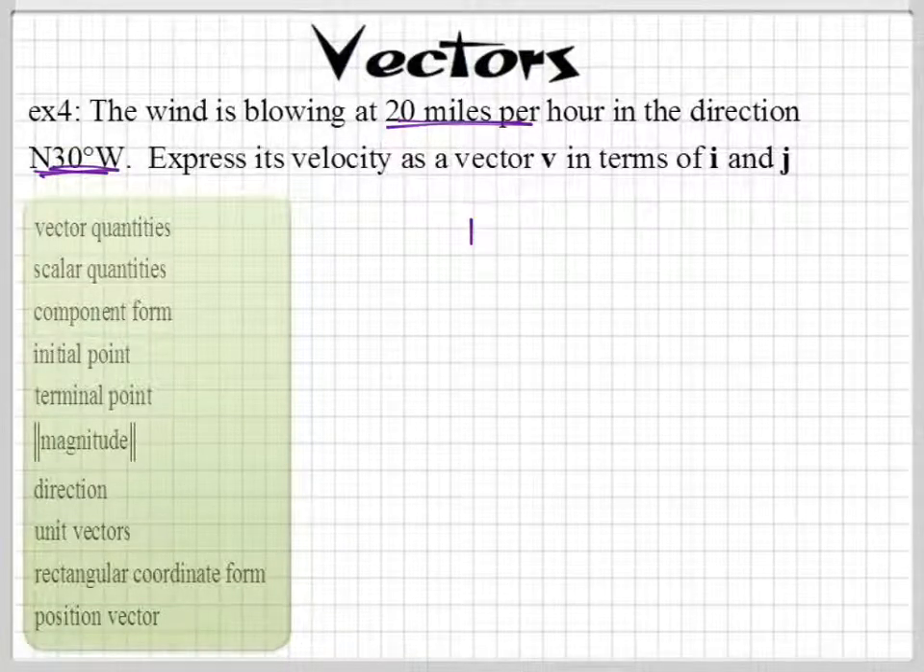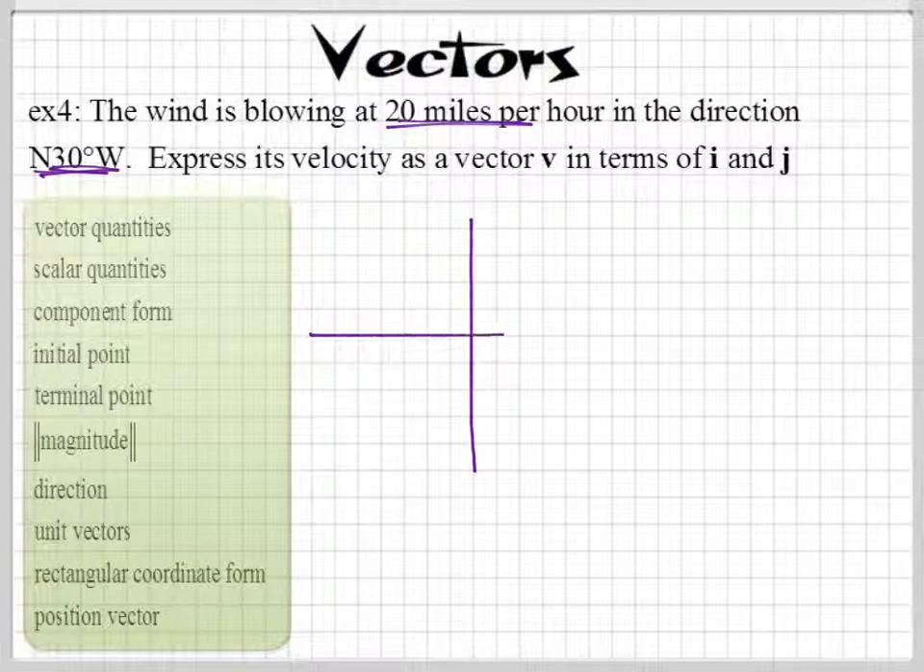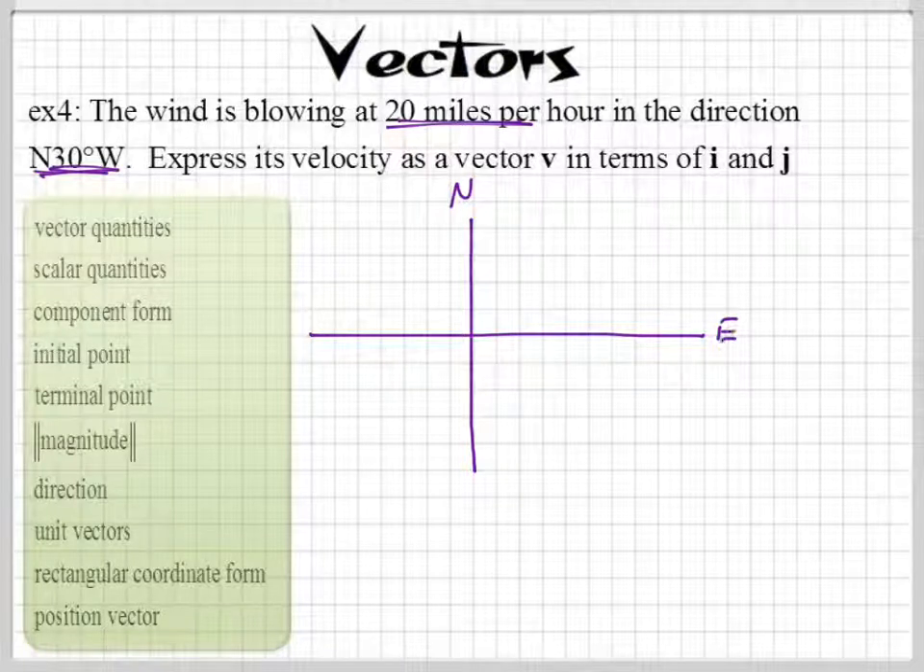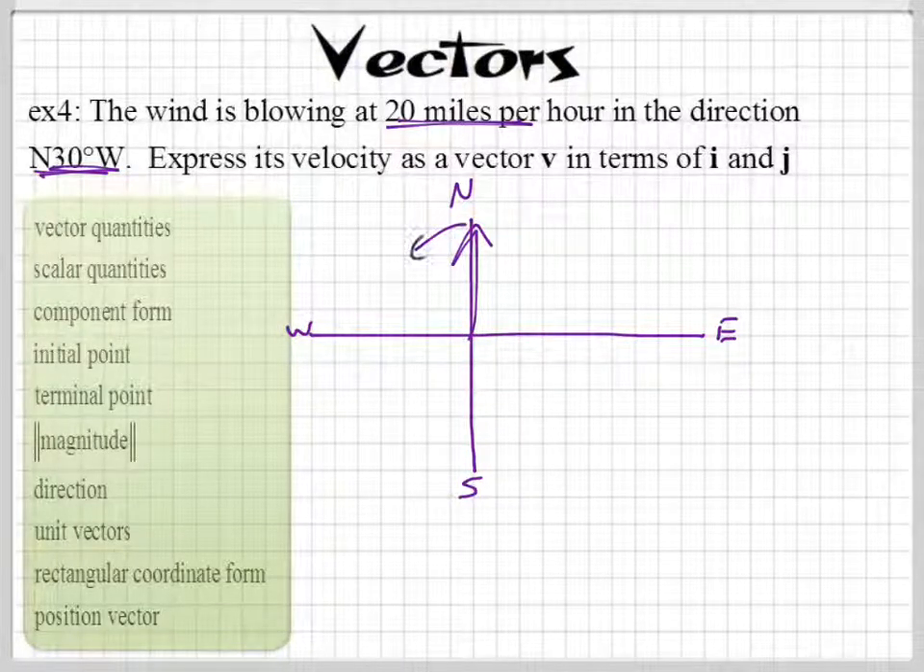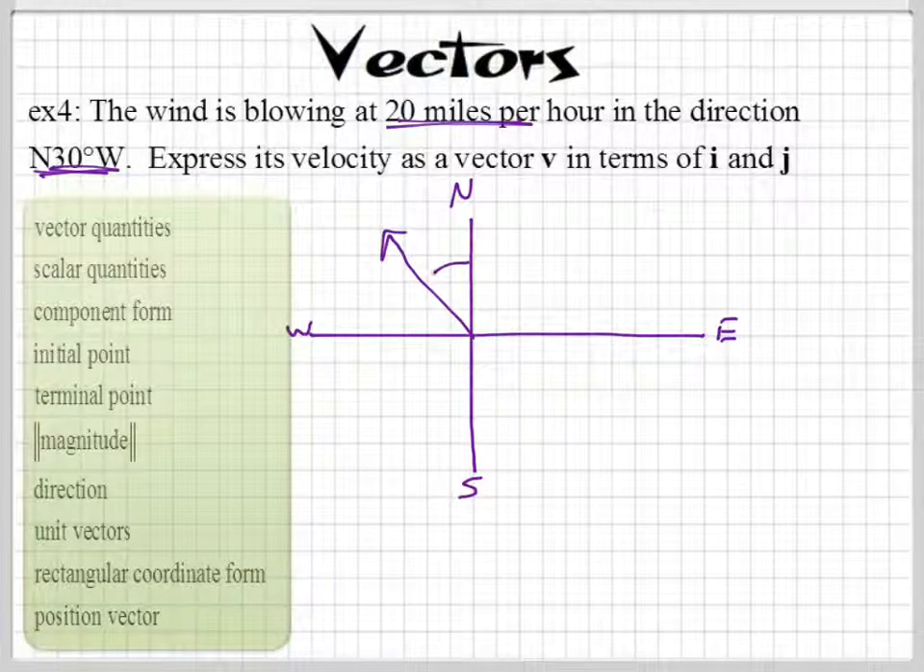It's going in this direction. To help us visualize, let's draw an x and y axis. In this x and y axis, we're going to say this is north, this is east, this is south, and this is west. It says the wind is blowing north 30 degrees west. What you do is you face north, and then you go 30 degrees towards the west. So the wind is blowing this way. That's 30 degrees right there. But what angle would you give this line right here, this line that I wrote down? You wouldn't give it 30 degrees.